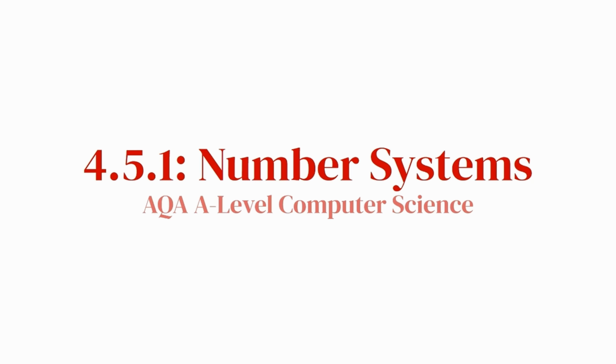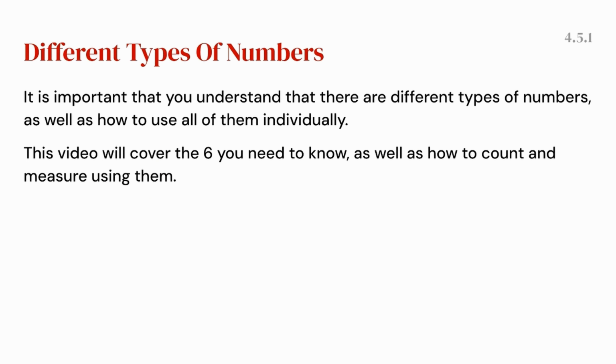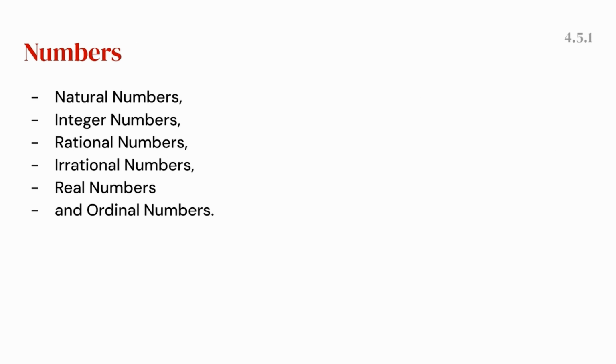In number systems, the first thing you need to know are the different types of numbers. There are 6 of them that we'll cover in this video. There are many more, but you don't need to know them for the AQA course. So you have natural numbers, integer numbers, rational numbers, irrational numbers, real numbers, and ordinal numbers.